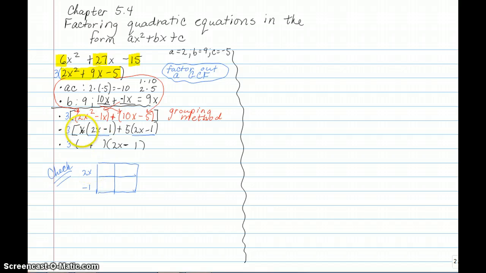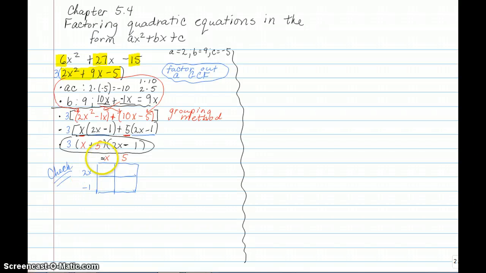Our other side is going to be this x plus 5. So it's going to be the x and the 5. So the x comes down here. 5 comes down here. And so you have x plus 5. So this should be our factoring right here. 3 times x plus 5 times 2x minus 1. But we need to check it.